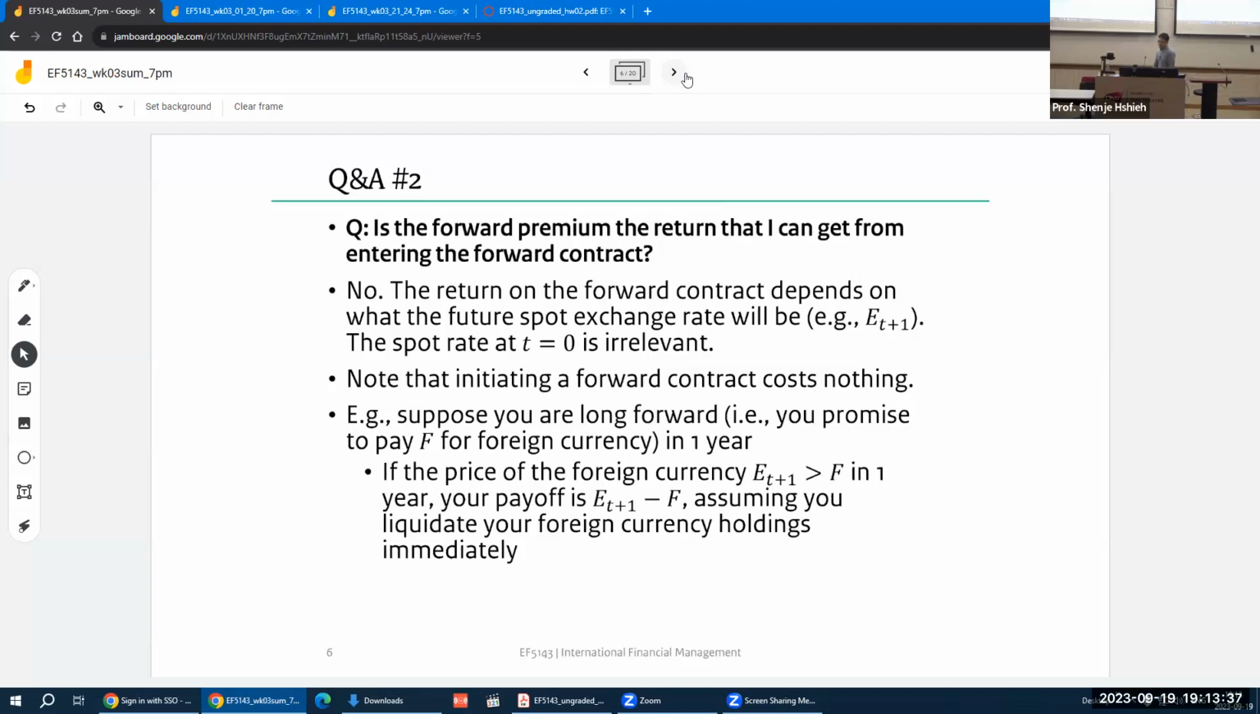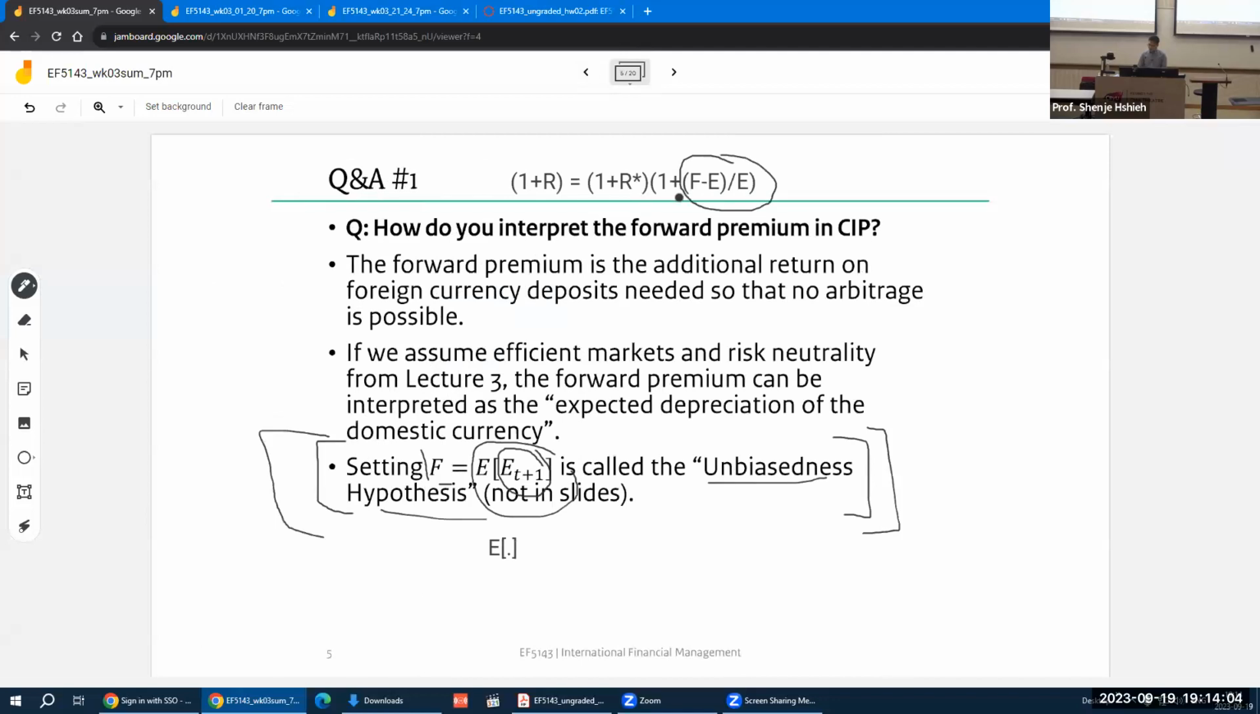Okay. All right. Question 2: is the forward premium the return I can get from entering the forward contract? This is a very, very subtle question that I often get from students who have no background in derivatives, but given that most of you have background in derivatives, I'm not too worried. So what I just described to you in the beginning, this term here, F minus E over E, is an expected belief about the returns of what E would be in the future.